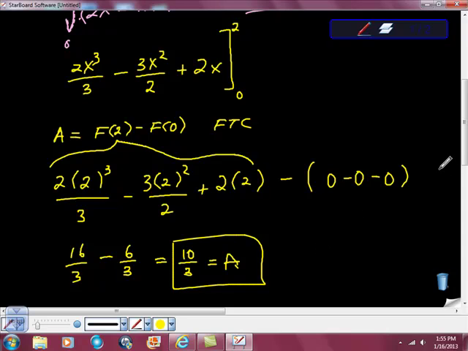Think you guys have this. This is not terribly hard. It gets trickier. Make sure that your integration skills are good, and then become familiar with the fundamental theorem of calculus.